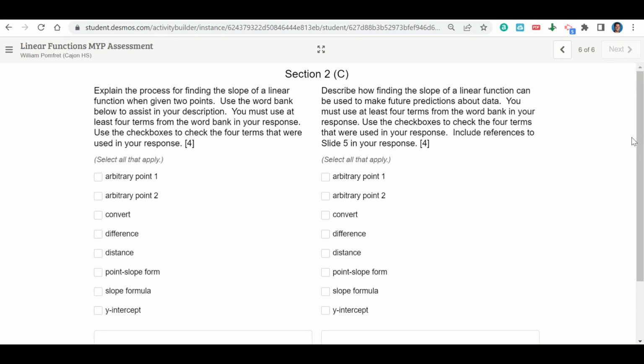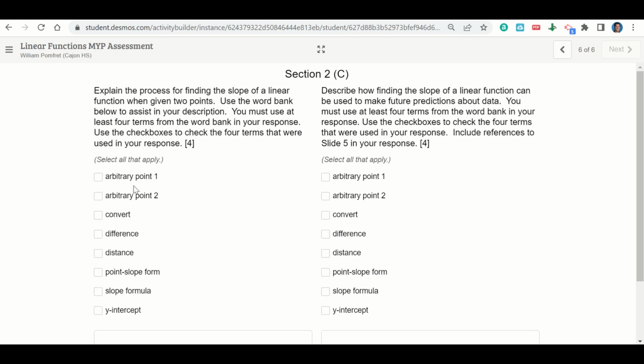Lastly, you're going to be asked to explain how we can use slope-intercept form and some of those concepts that we've learned in this unit to answer questions. So in this one it says, explain the process for finding the slope of a linear function when given 2 points. It says use the word bank to assist. So these are our words. And it says you must use at least 4 words from the word bank in your response.